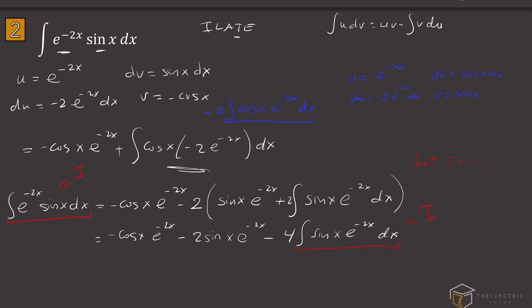Now I'm going to rewrite this just quickly. So I equals minus cosine blah blah blah minus 2 blah blah blah minus 4I. Obviously we just move the minus 4I to the other side, or add 4I to both sides. Same thing. So this cancels. We're left with 5I equals blah blah blah. Now I'm going to make some space here just to write the final result.